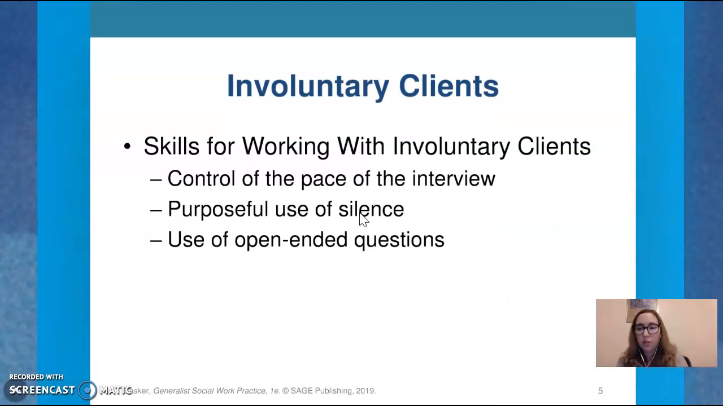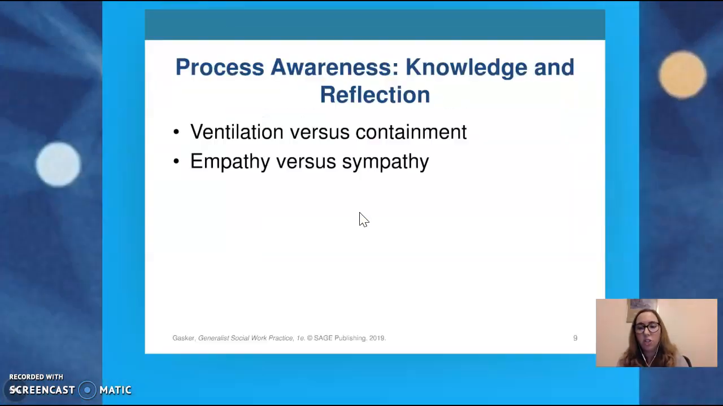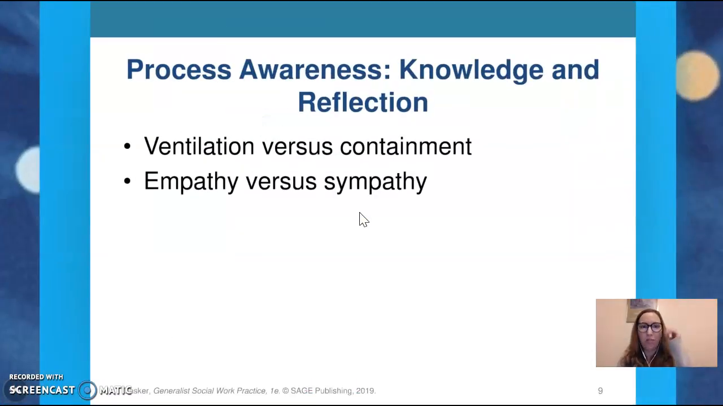Involuntary clients, we're going to focus a lot more on when we talk about motivational interviewing, but some things that can be helpful are to be a little bit more directive, to allow for silence, to be comfortable with silence, and to use open-ended questions again. Those things can all be useful, but we're really going to talk about assessing motivation and what to do with that when we cover motivational interviewing. So I'll leave it at that for now.